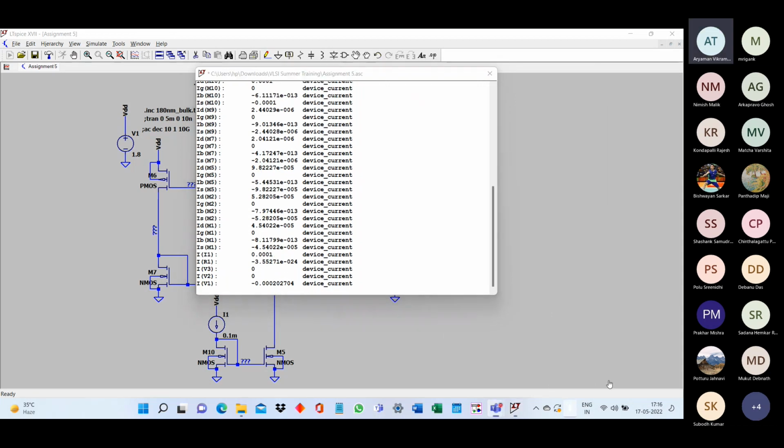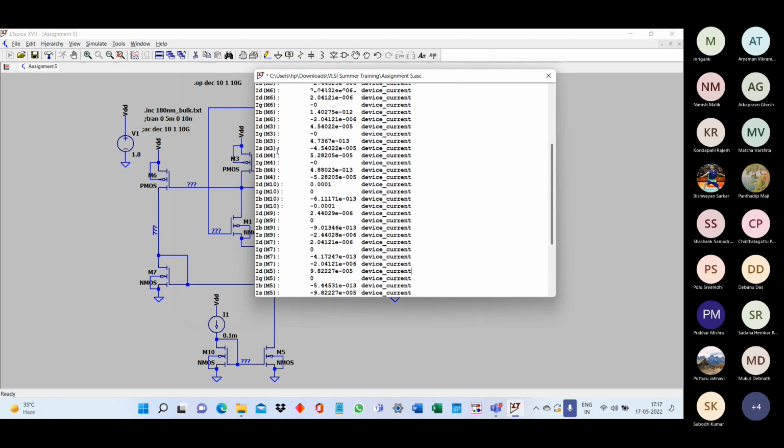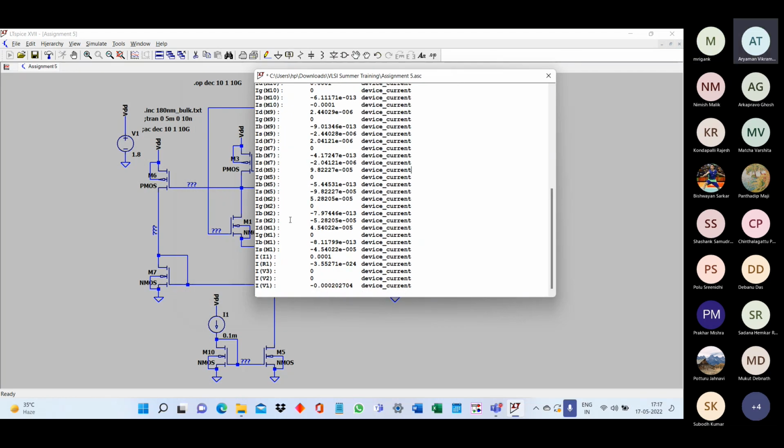So is this visible? ID5 is 98 micro. Yes, so that is okay. That is 100 micro, it is 98 micro, so very close. That is not a problem. Look at the M1, M2, ID1, ID2. The ID1 is 45 micro. Another ID2 is also 45 micro, which is also correct.